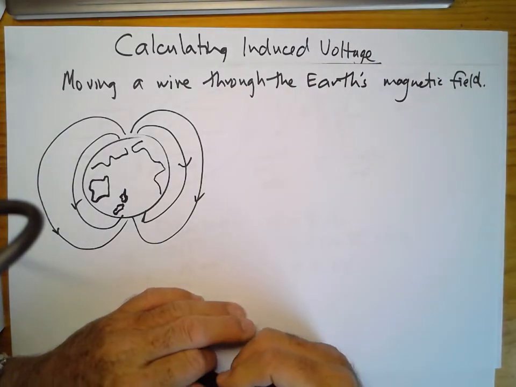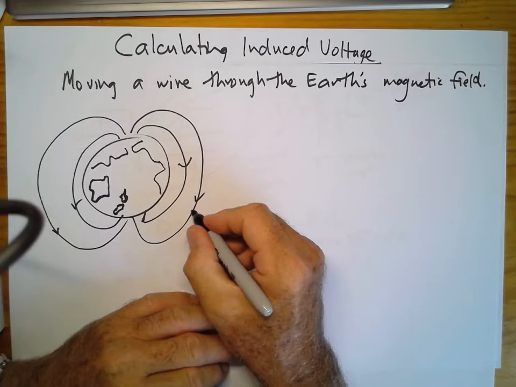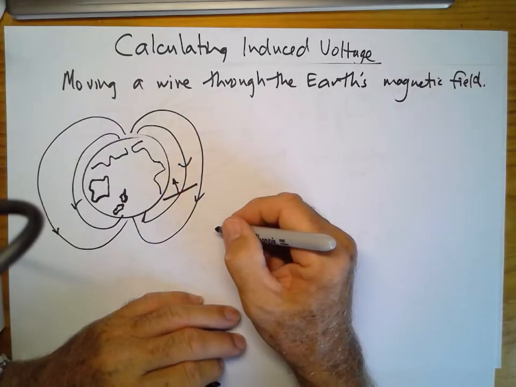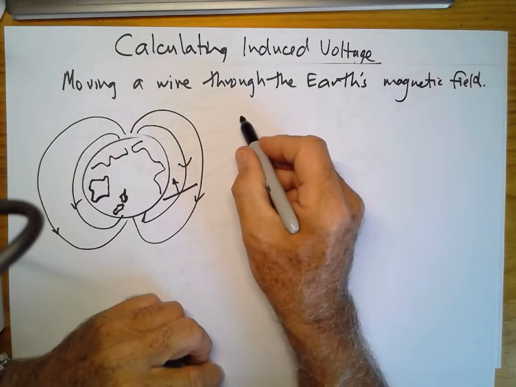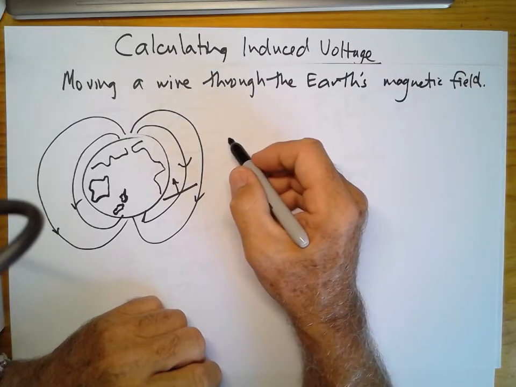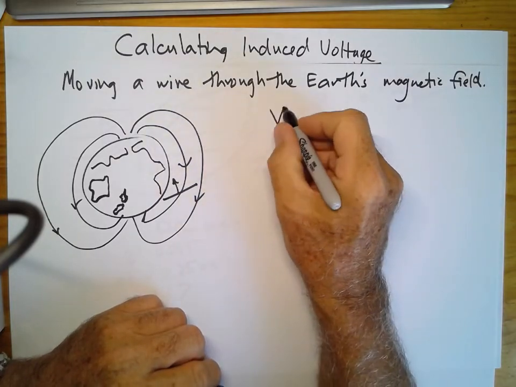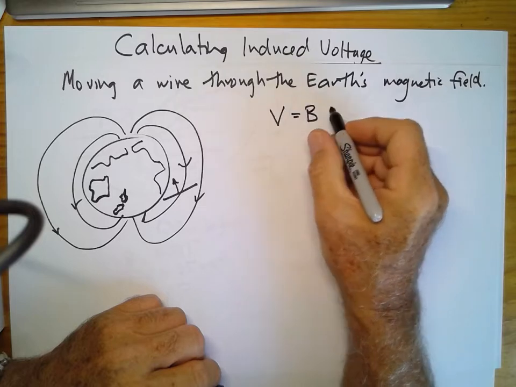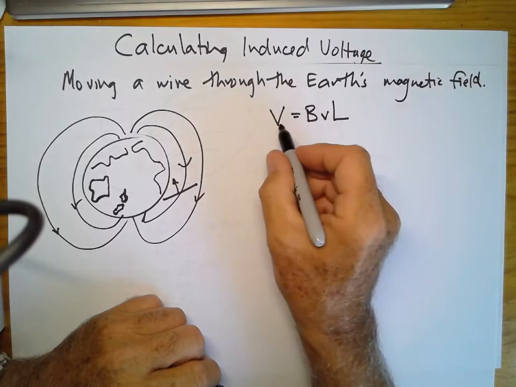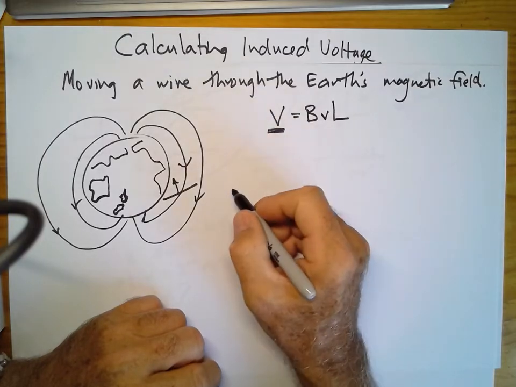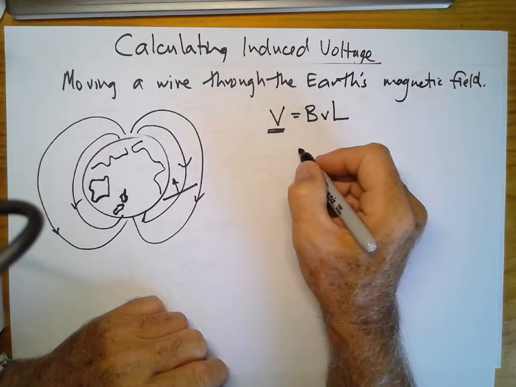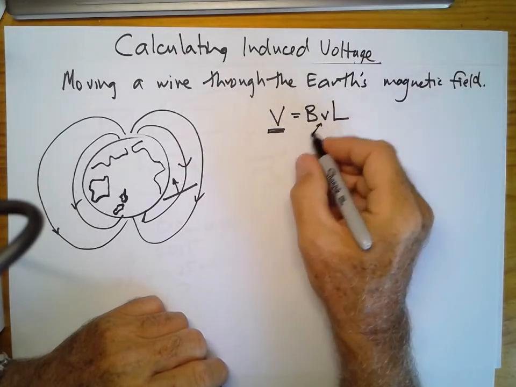A voltage is induced by moving a length of wire through the Earth's magnetic field. Explain two ways that the induced voltage could be increased given that the Earth's magnetic field strength is constant. We've got voltage is equal to magnetic field strength times velocity times length. We want to say what are two ways in which the voltage can be increased given that the Earth's magnetic field is a constant.